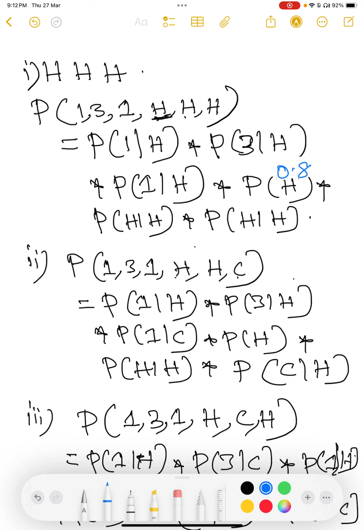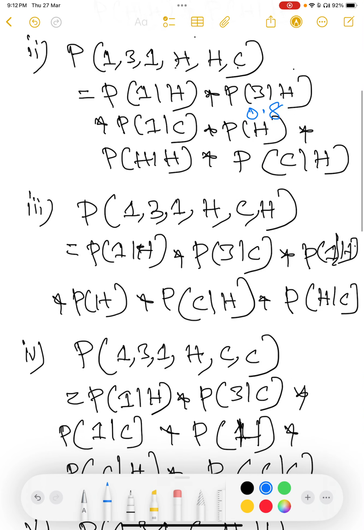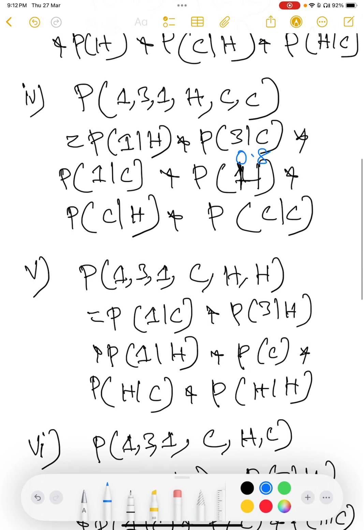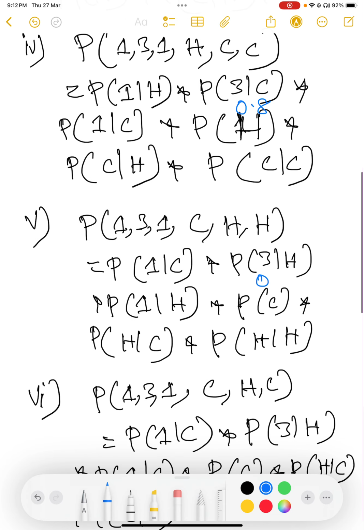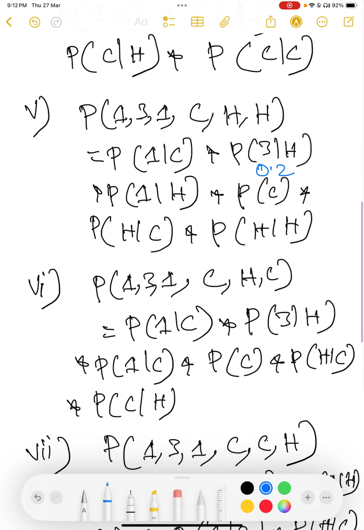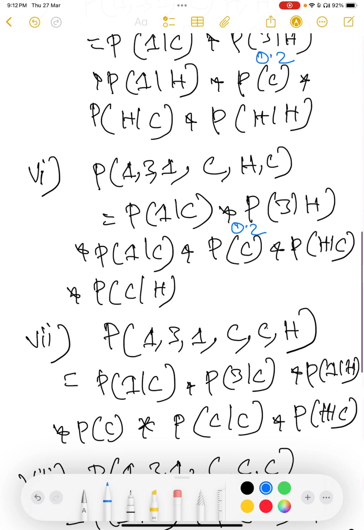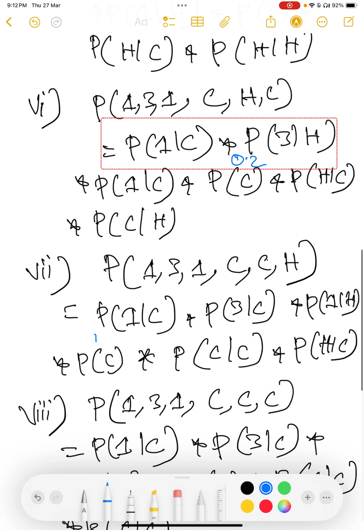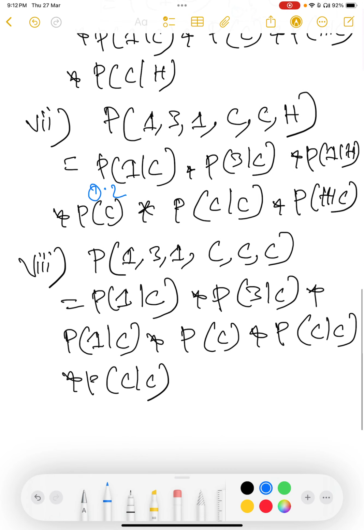Probability of H is 0.8, and we have to put 0.8 for everything. We know this; it's a prior probability. Probability of C is 0.2. So C is 0.2.